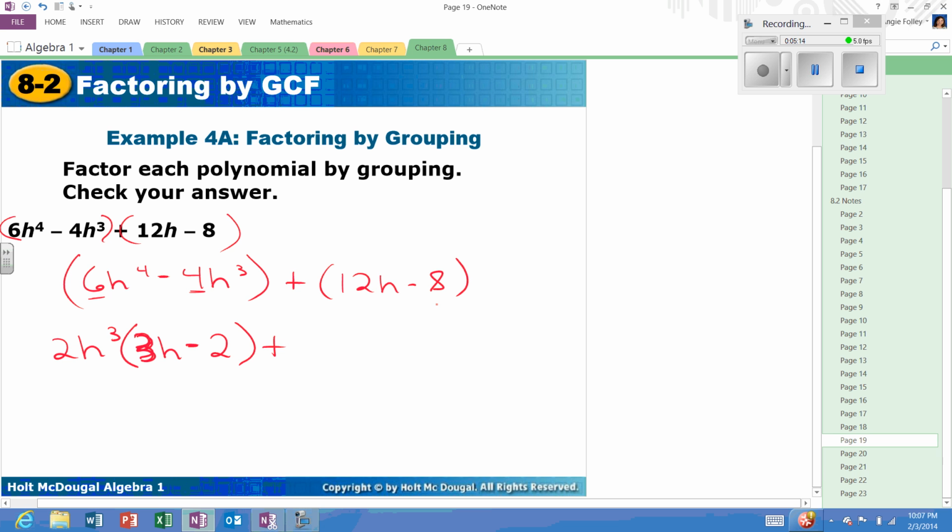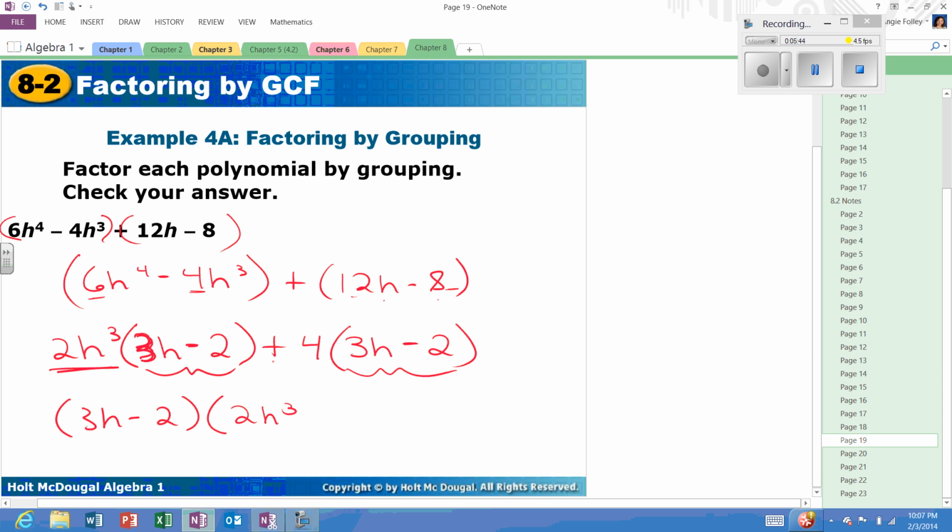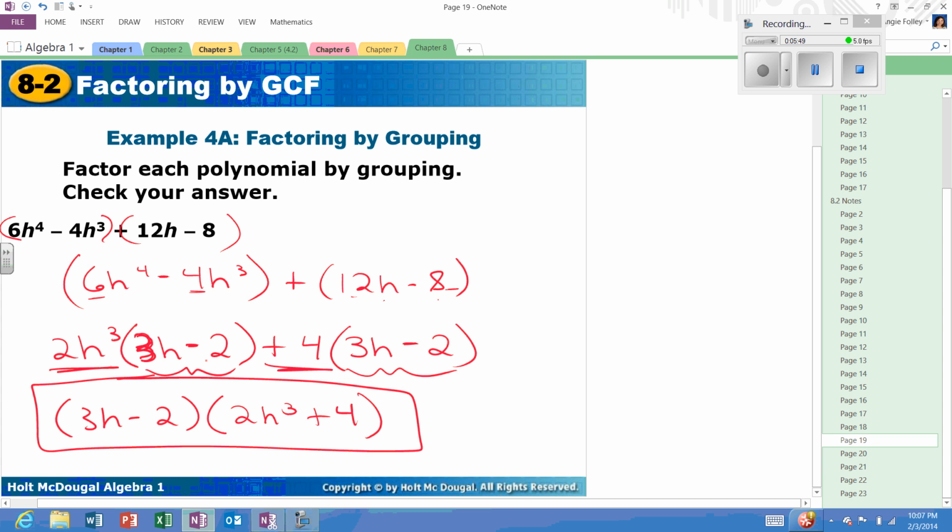Okay, out of this group, what is the greatest number I can pull out? Well, between 12 and 8, the greatest number they have in common is 4. And then since this doesn't have an h, I can't pull out any h. So to get back, I'm going to have 3h, because 3 times 4 is 12, and h gets me back. And then I need a 2 here. Now, if you guys look, right here, I've got a common binomial that I can factor out, 3h minus 2. And what's left is the 2h to the third plus 4. So this is my factored polynomial, and I did that by grouping.